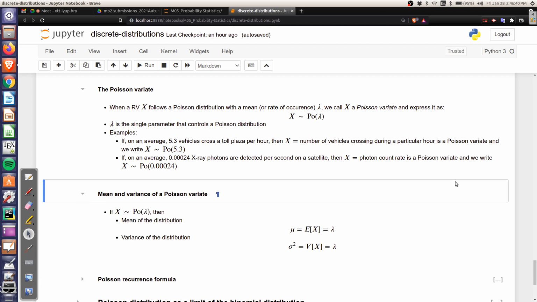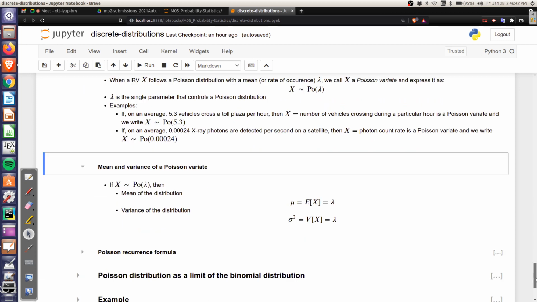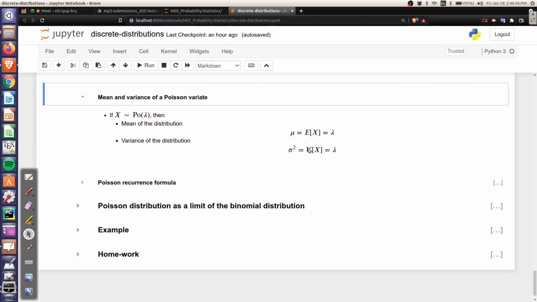Next, what is the mean and variance of a Poisson variate? Very easy. The mean and variance, they are exactly the same. Lambda is the mean, lambda is also the variance. A Poisson distribution is the only distribution where the mean and the variance are always the same. If the mean is lambda, the variance is also lambda. So that's the mean and variance of a Poisson variate.